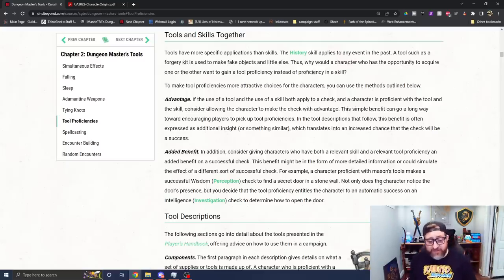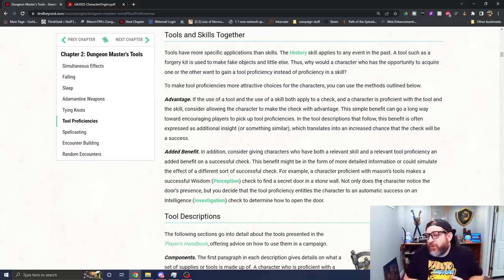Added benefit. In addition, consider giving characters who have both a relevant skill and a relevant tool proficiency an added benefit on a successful check. This might be in the form of more detailed information or could simulate the effect of a different sort of successful check. For example, a character proficient with Mason's tools can make a successful Wisdom Perception check to find a secret door in a stone wall. Not only does the character notice the door's presence, but you decide that the tool proficiency entitles the character to an automatic success on the Investigation check to determine how to open the door.